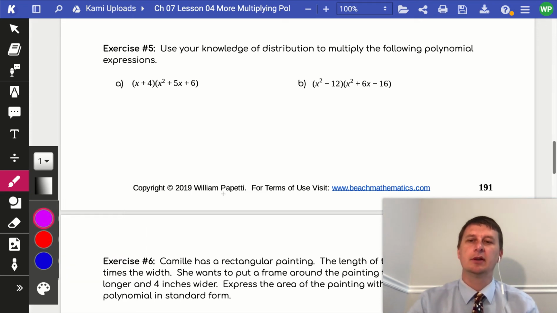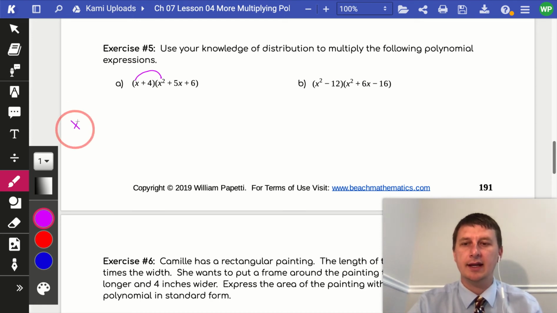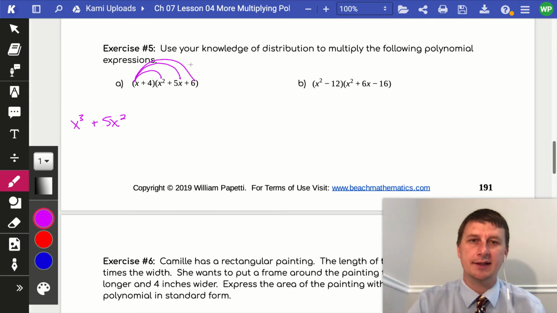And what we're doing with that lobster claw method is we're taking the first term in the first set of parentheses and multiplying it by everything in the second set. So let's do that. Let's take the first term, which is x, and multiply it by everything in the second set. We start with x times x, and we're going to get x to the third power. And then we'll go, x times x squared, x to the third power. And then we're going to get x times 5x. And x times 5x is going to give us 5x to the second, or 5x squared. And x times 6, because remember, we want to multiply this first term by everything in the second set. So we get x times 6 is 6x.